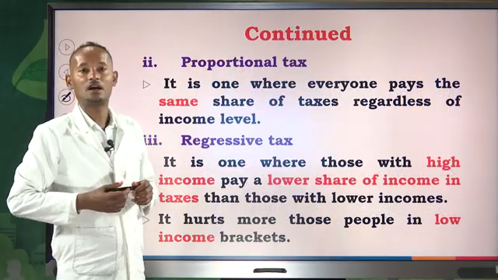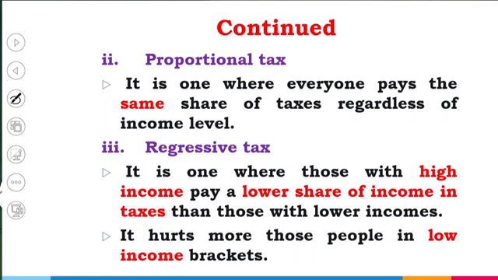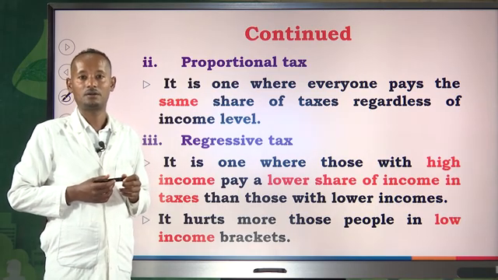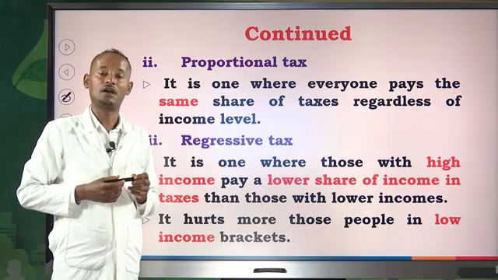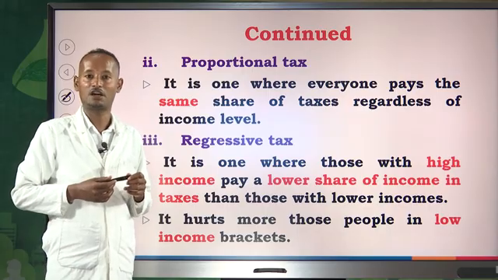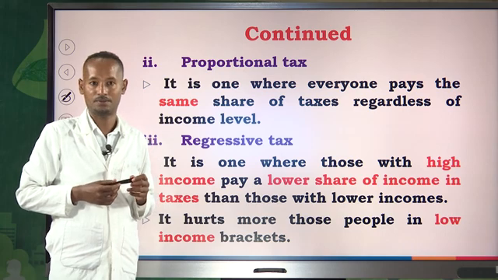The second personal income tax structure is the proportional tax. It is one where everyone pays the same share of taxes regardless of income level. The proportional personal income tax structure imposes a fixed percentage of taxes on individuals regardless of changes in their income. For example, according to the proportional tax, the Ethiopian government can impose 20% of tax from my personal income and from Sheikh Mohammed Alamuddin's income. And this kind of tax is proportional tax.